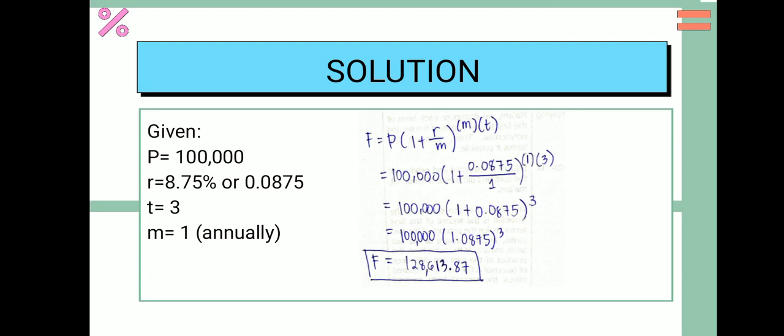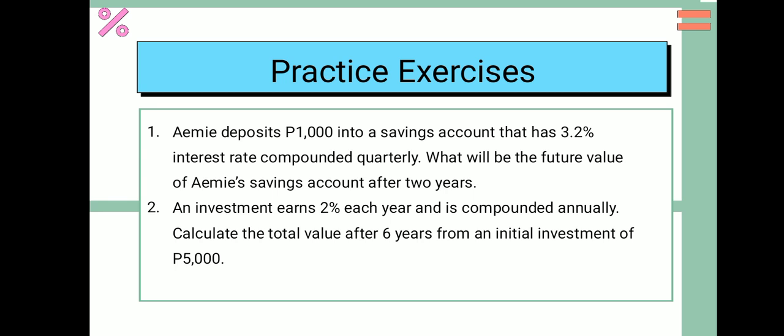So simplifying, we have 100,000 times quantity 1 plus 0.0875 raised to the power of 3. So using our calculators, we have the maturity value or amount, which is 128,613.87. Okay, so we have the practice exercise.